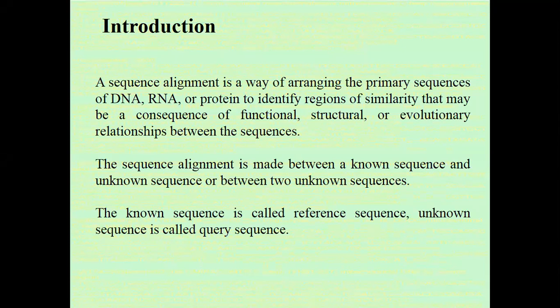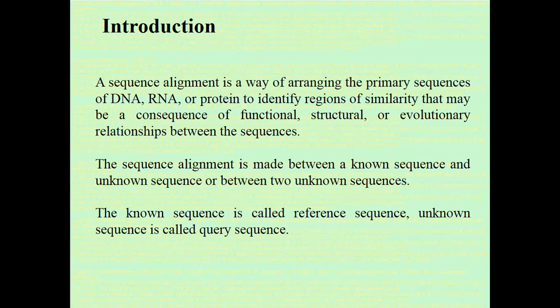So first of all, we will have a look at the introduction of sequence alignment. Sequence alignment is a way of arranging the primary sequences of DNA, RNA or protein to identify different similar regions of protein, DNA, or RNA that may be a consequence of functional structure, which helps to understand the evolutionary relationship between the two sequences.